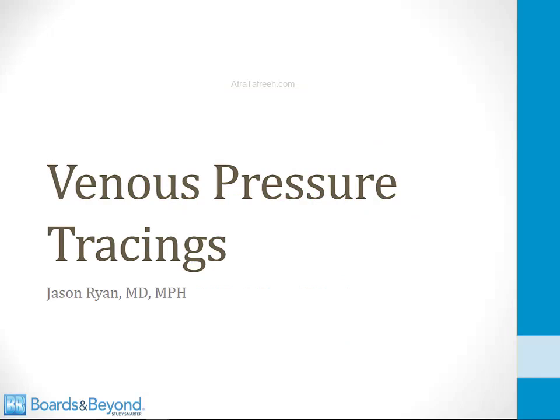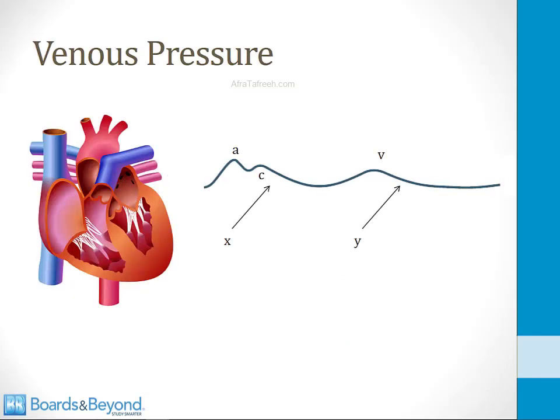Hello everyone and welcome to our module on venous pressure tracings. Shown on the screen is a drawing of the human heart, and right here is the right atrium. I want you to imagine that I insert a pressure sensing catheter into the right atrium and I record the pressure over the course of the cardiac cycle. If I were to graph that pressure, I would get a graph that looks like what I've shown on the right side of the screen.